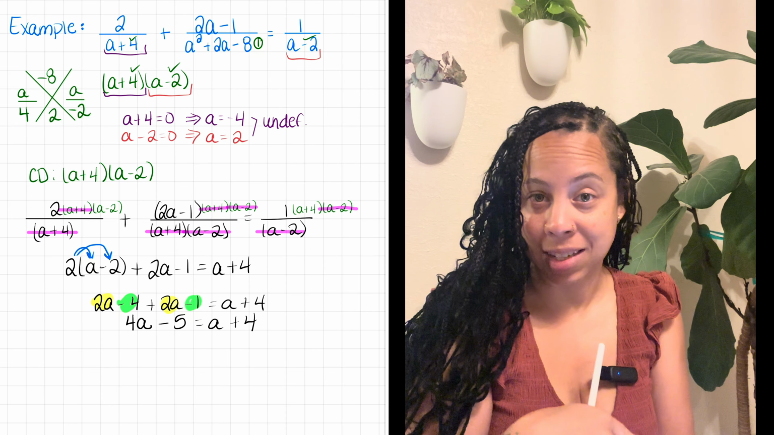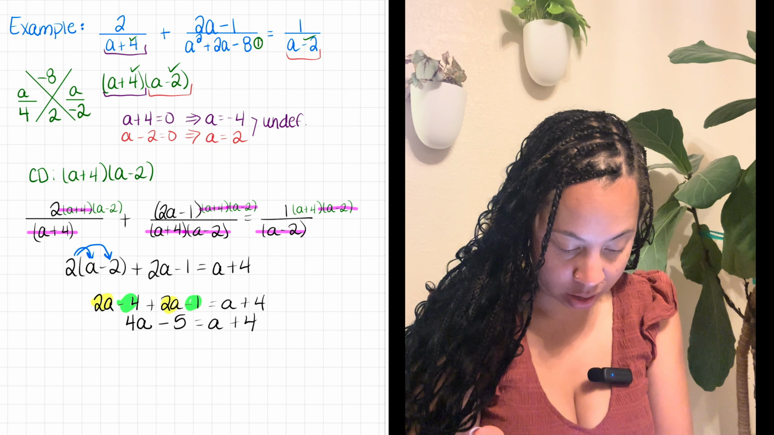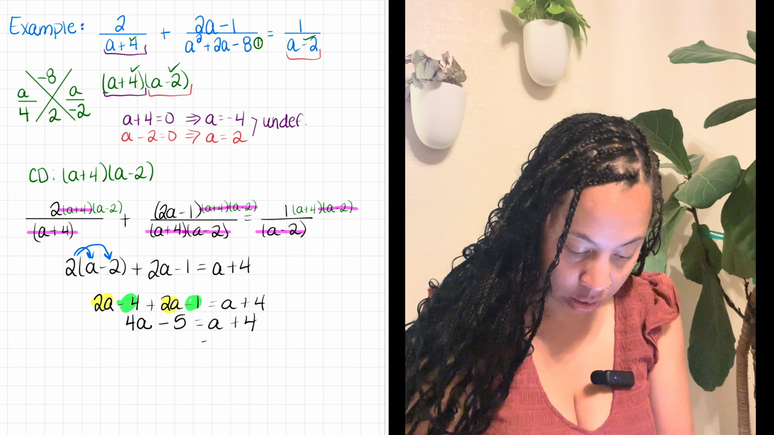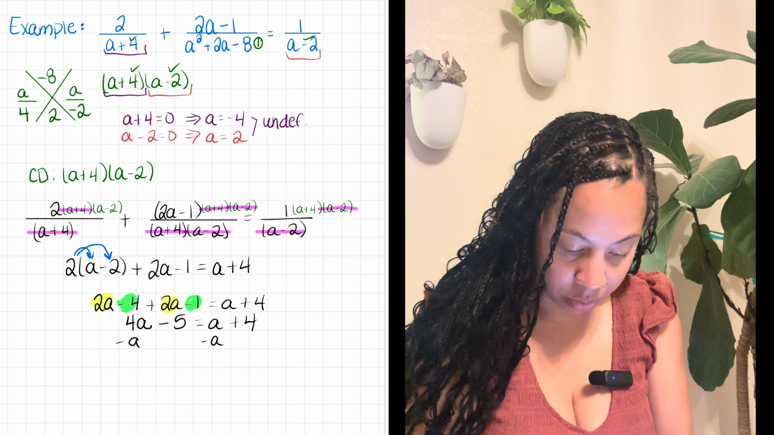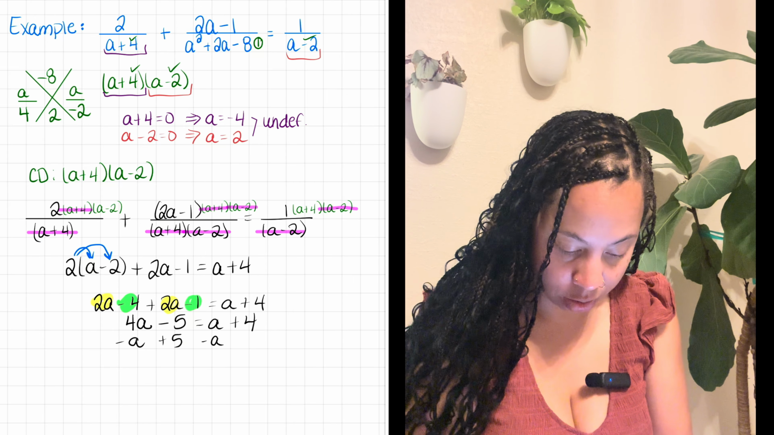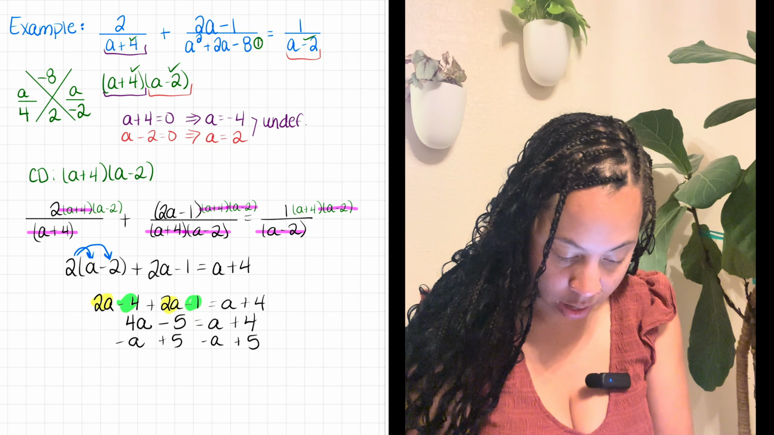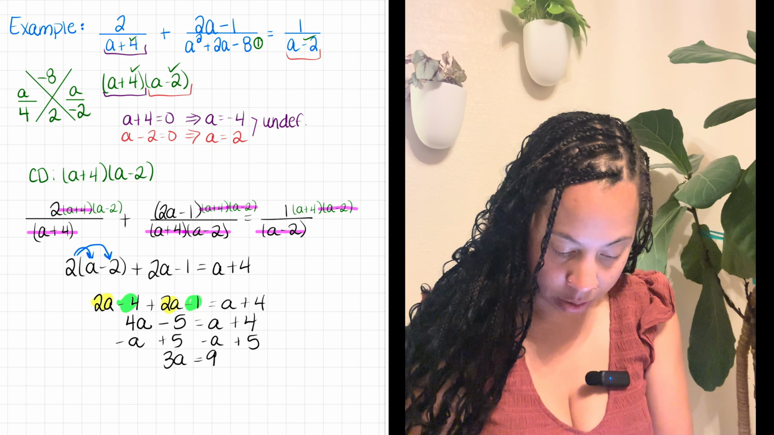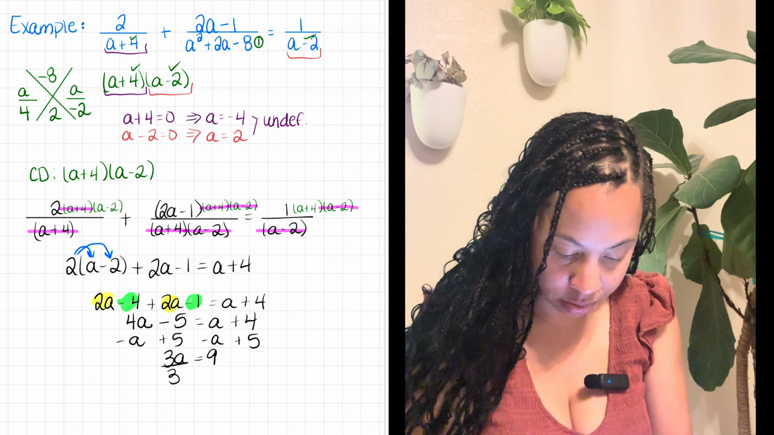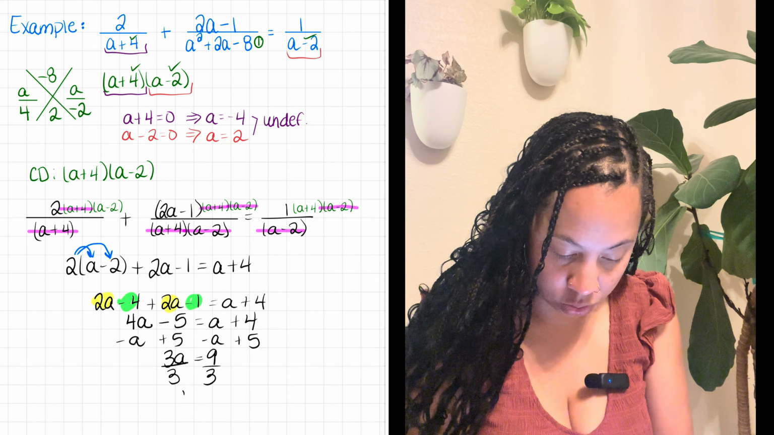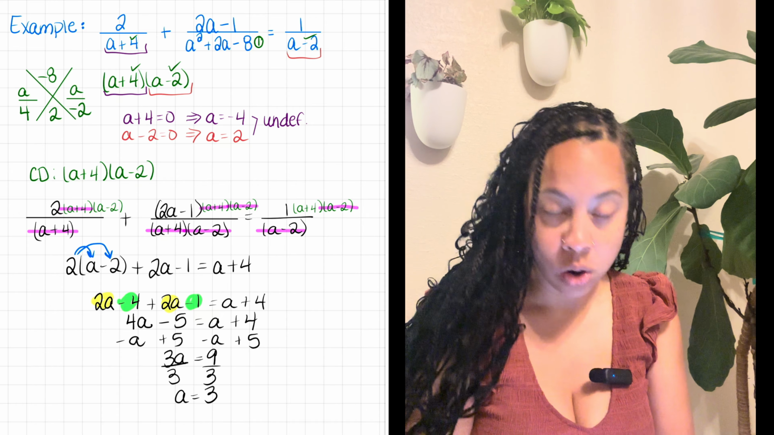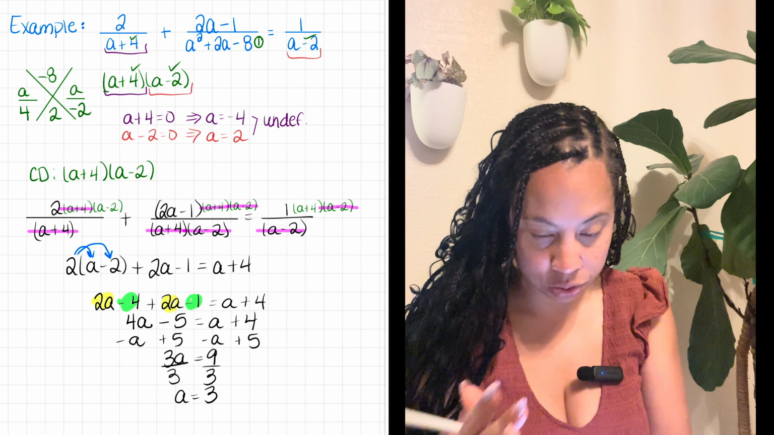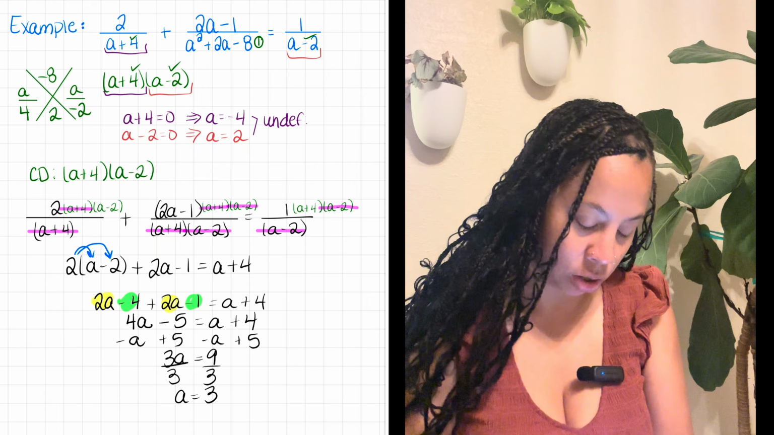And remember, I like to get my a's on the side where I can keep them positive, so I'm going to minus an a from both sides. And then I'm going to plus this 5 over here. And then I get 3a equals 9, and divide by 3. So I get a equals 3. Now, I'm going to double check those that are undefined, and I see I have negative 4 and 2. So a equals 3 is one of my solutions.